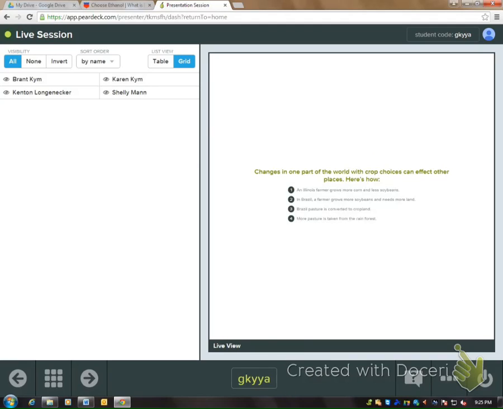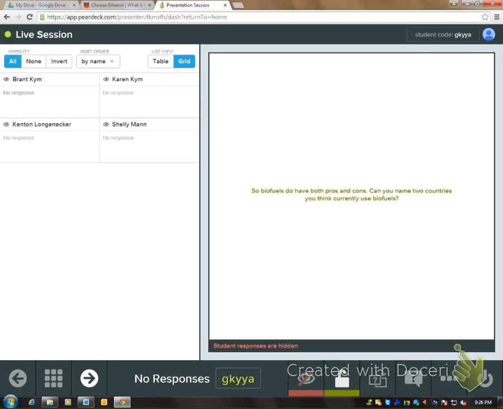So here are some crop choices that can affect other locations. So here would be the sequence of how that happens. An Illinois farmer grows more corn, thus less soybeans. So the farmer in Brazil needs to grow more soybeans, therefore he needs more land. So Brazil converts more pasture land to cropland, which means they need more land in general, and that's taken from the rainforest. So biofuels do have both pros and cons.